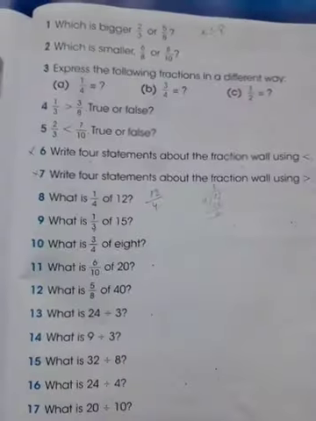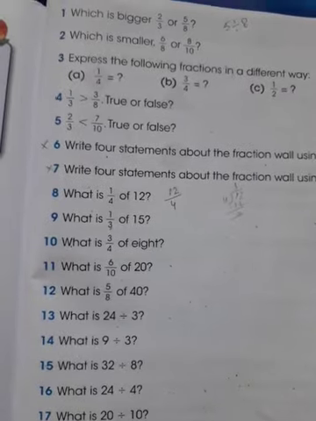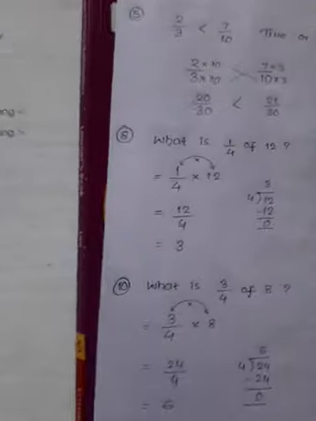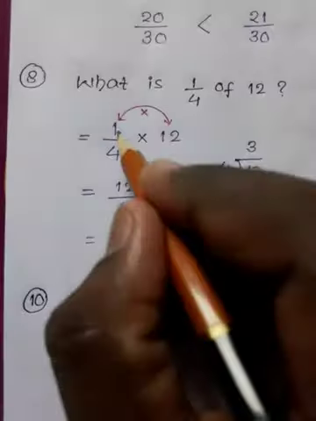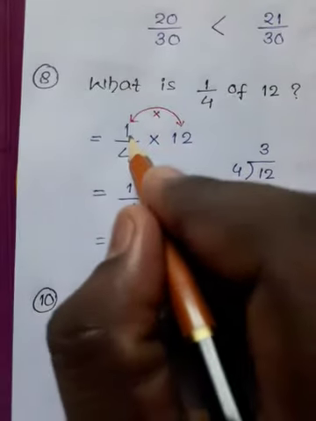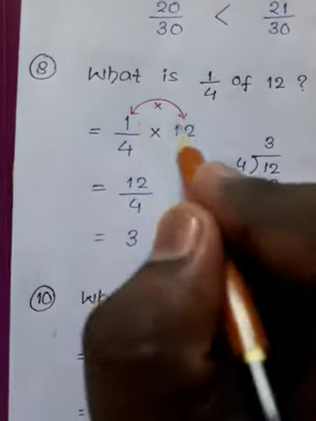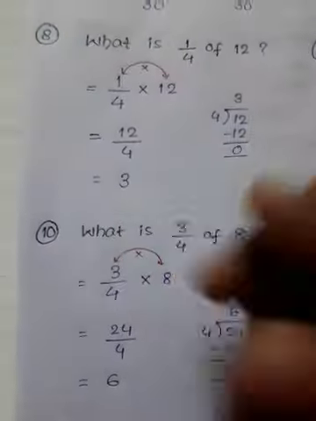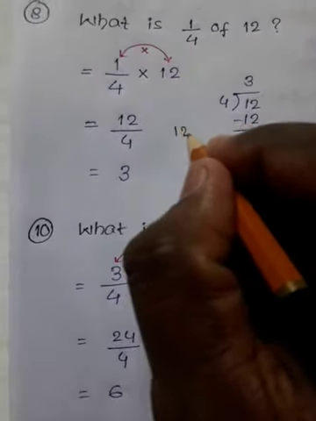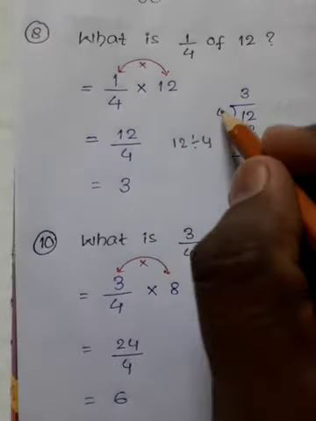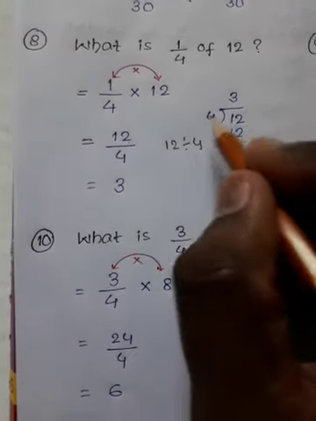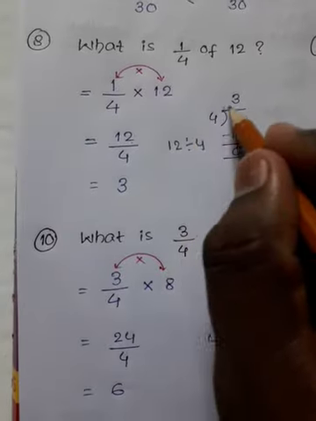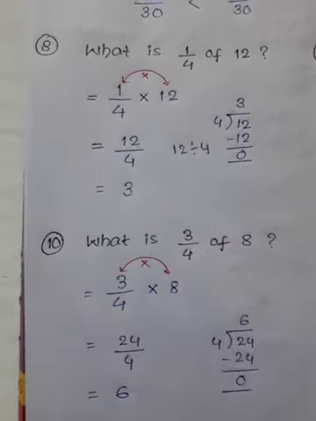Now question number 8. What is 1 over 4 of 12? What is the meaning of 1 over 4 of 12? Look at this: the 1 and the 12 are both in the numerator. So 1 multiplied by 12 is 12. 12 divided by 4. It means it's the same as division. Now divide. Always the numerator should be inside, the denominator outside. So 4 3s are 12. The remainder is 0. So 3 is the answer.